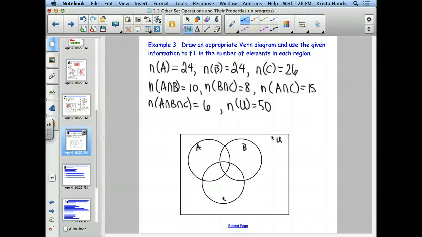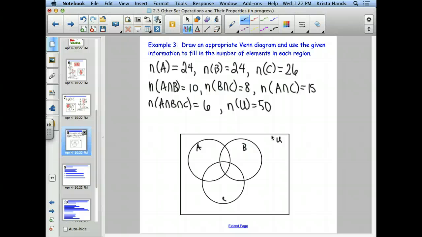The problem with N of A being 24 is that N of A would represent everything inside of this circle A. And this circle A has this outer region of A, it has the overlap with B, it has the overlap with C, and it has the overlap with B and C. There's 4 different regions inside of circle A. And we really don't want to just guess, put some numbers in, and see if it works out. Because we could guess a lot of different things, right? Guess and check is not a terribly efficient problem-solving strategy for this.